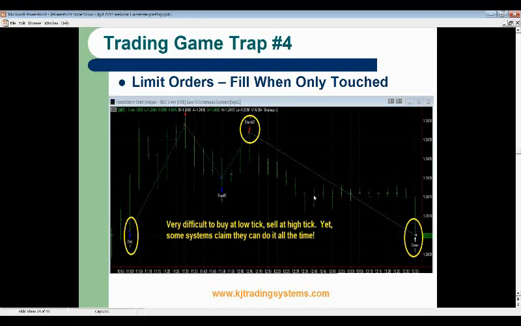Probably 80 to 90% of the time, if the market just touches your price, you won't get filled. Occasionally you will get filled. Makes a big difference though, because if you do this fill only when touched, you can get buys right at the bottom of the bar and sells right at the top of the bar.